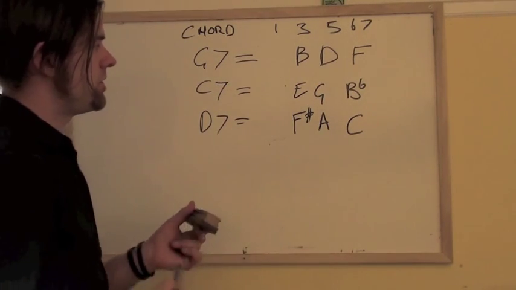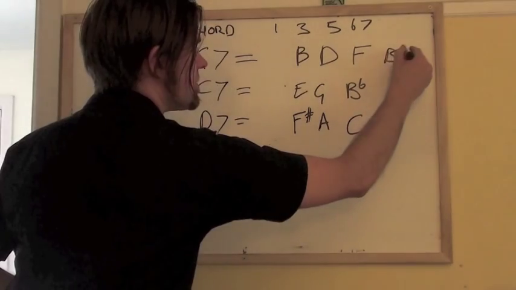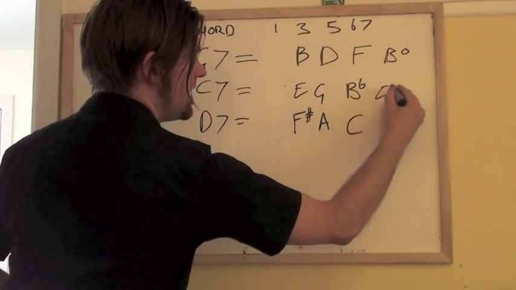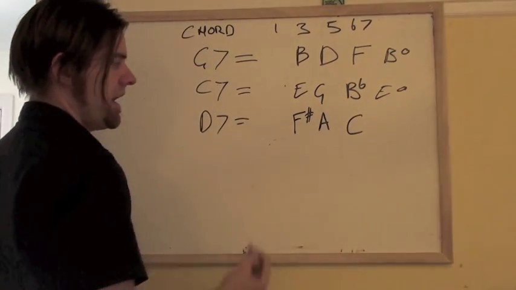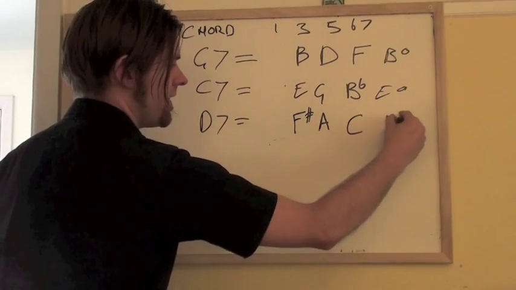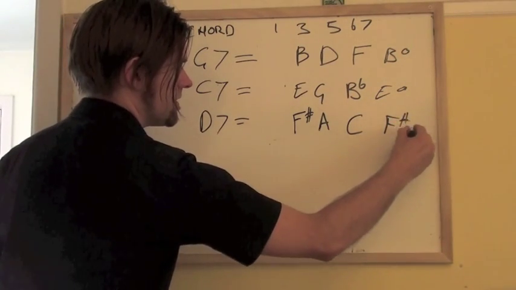So in the case of G7 we've got B diminished, which is written like that, E diminished in the case of C7, and with D7 we have F sharp diminished.